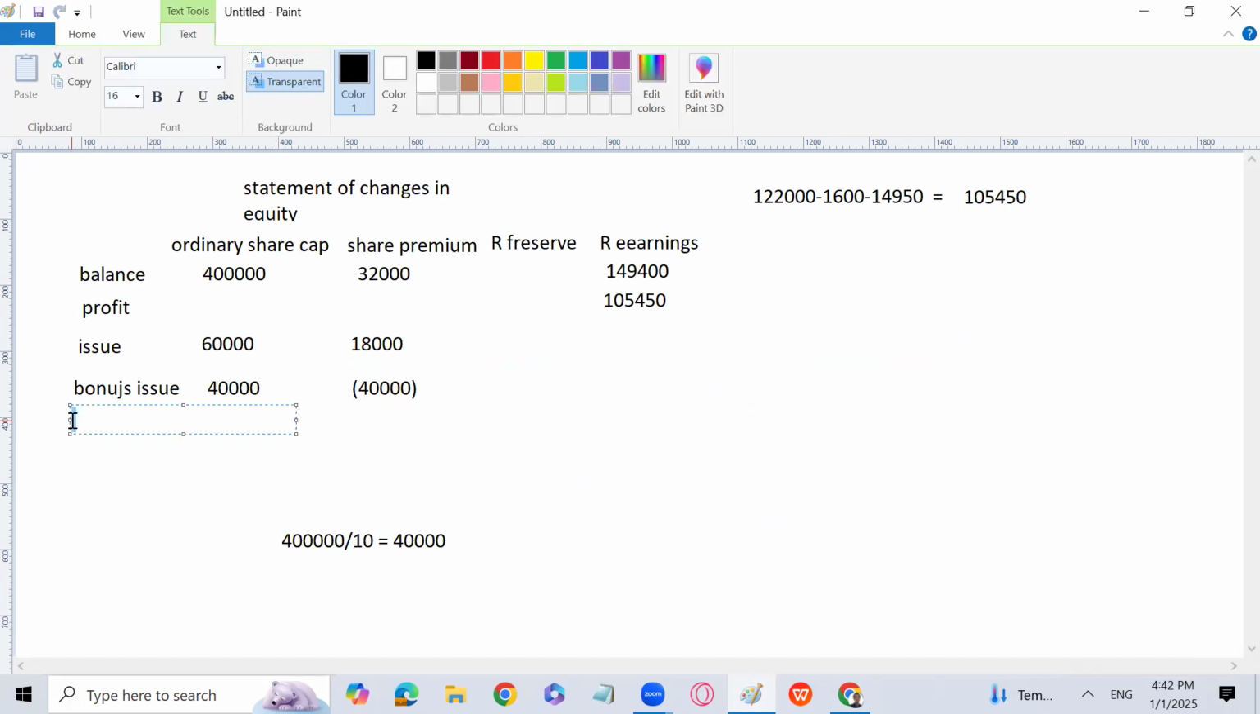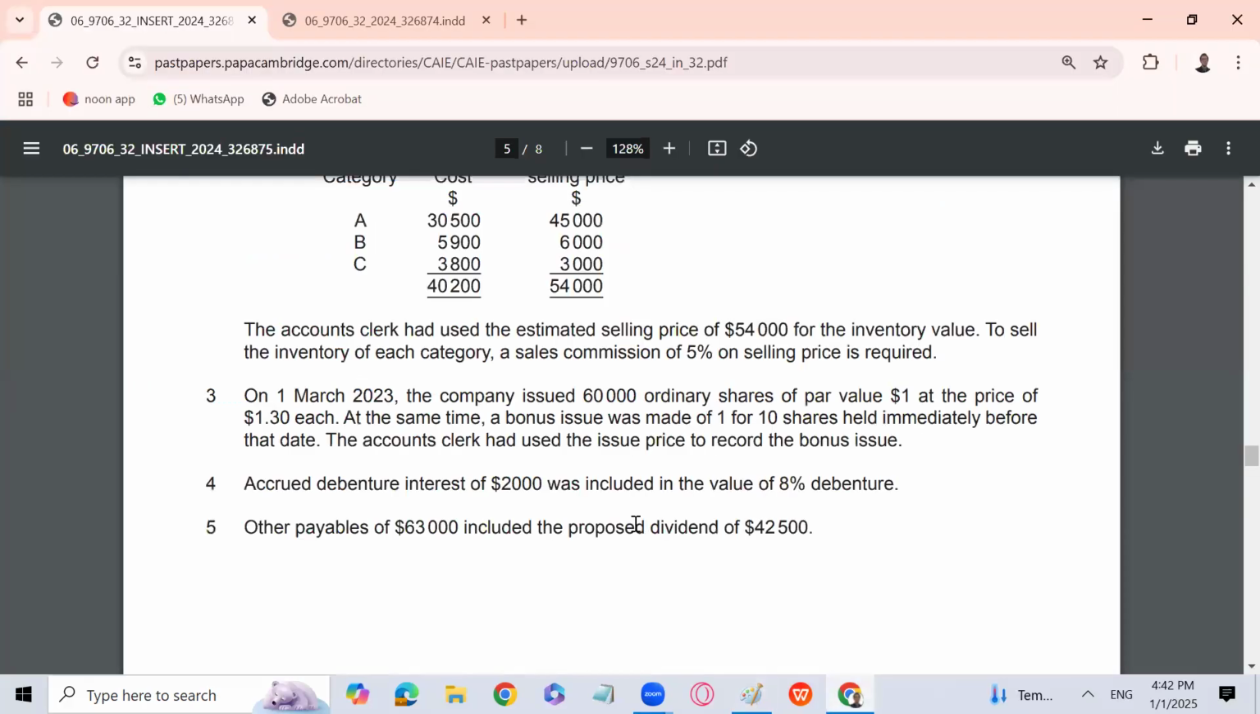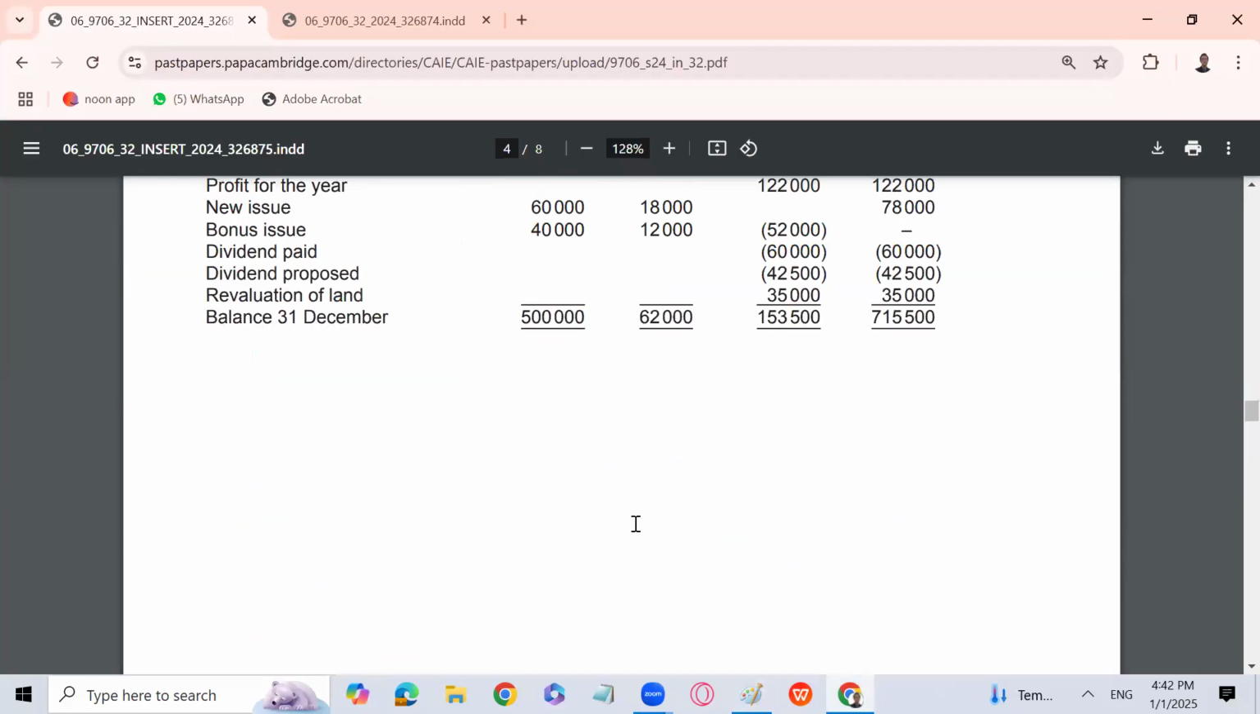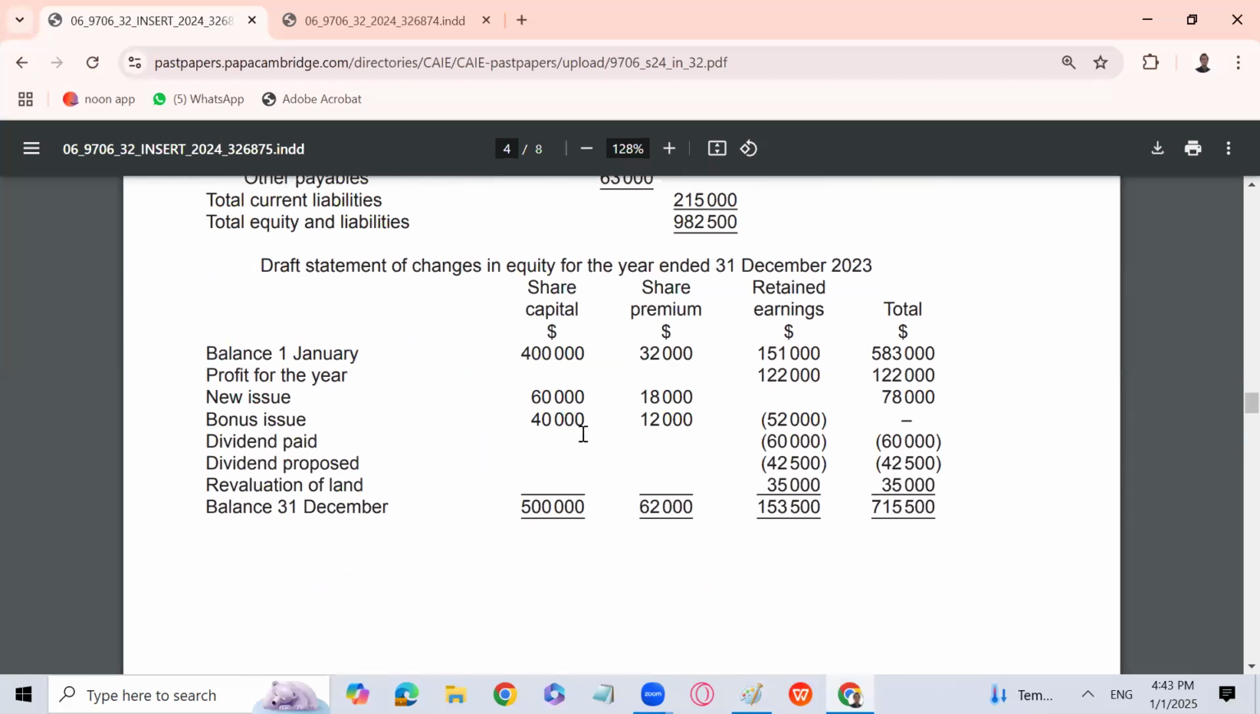Then comes the dividend paid. The dividend paid, not the proposed, only dividend paid will come. Let's see the amount of dividend paid. The statement of changes in equity is prepared, but it is actually wrong. They have treated the bonus share in a different manner by multiplying it with 1.3. 40,000 into 1.3, 52,000 they have taken and they have subtracted also in a wrong way. Dividend paid is 60,000, dividend proposed will not come. Revaluation reserve will come definitely. I will write it.